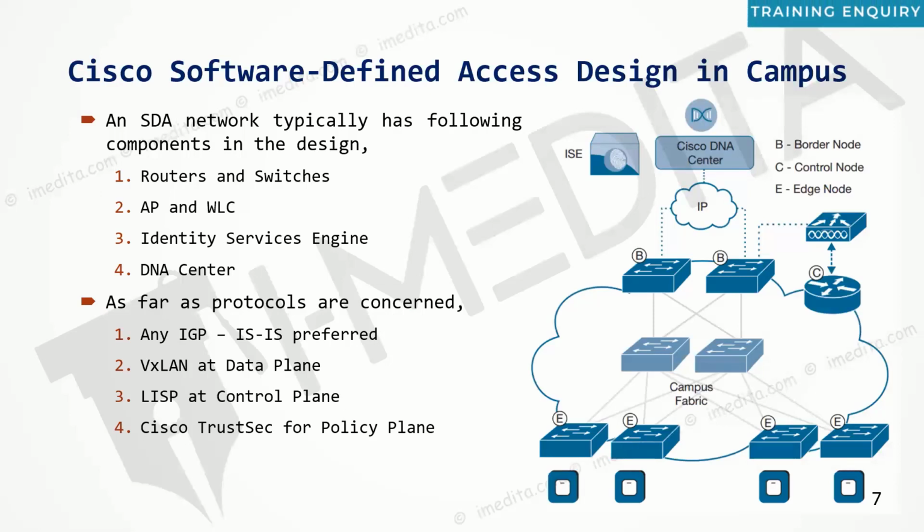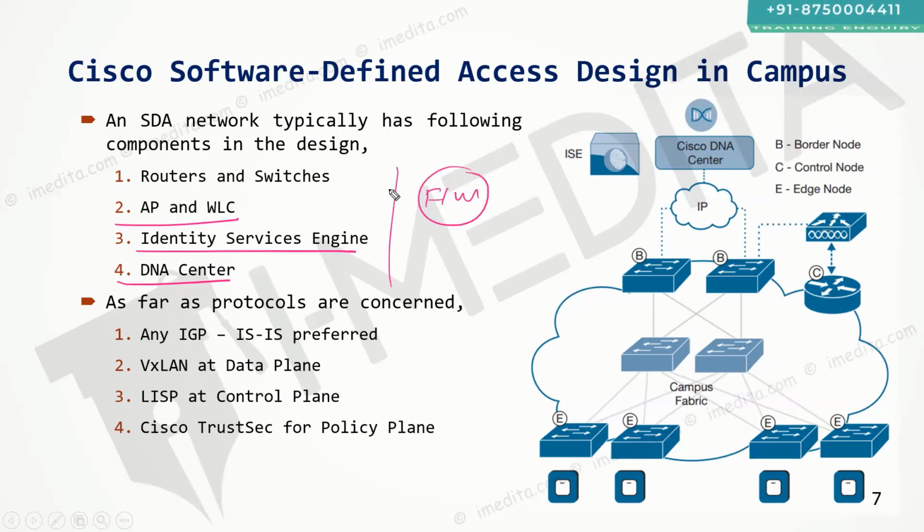This is how we are going to build our SDA network. So from the design point of view, we will require routers and switches. For the wireless, we will require AP and WLC. For authentication and authorization, we will require Identity Services Engine. For the controller, we will require DNS Center. In fact, nowadays, we can also have firewalls. We can also have certain firewalls controlled or managed by the DNS Center. Again, what level of functions we can control is going to vary.